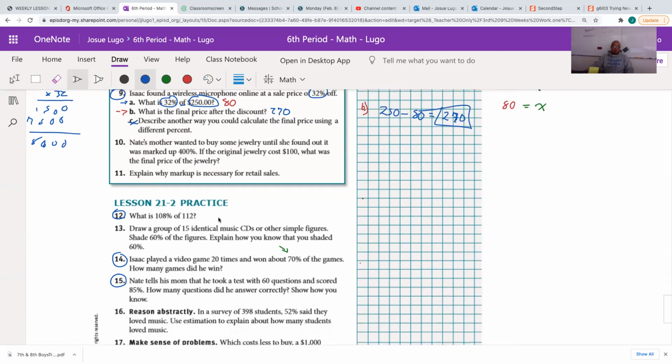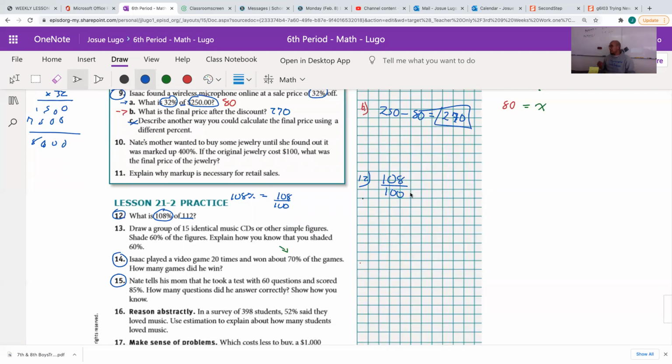Let's look at number 12. Notice how number 12 has something really odd. They're asking, what is 108% of 112? Let's follow the same rules. It's 108%, so it's a percent. And ladies and gentlemen, as soon as we see a percent, we should know to put that over 100. Can we have more than 100% of something? Yes, we can. Anytime we have something more than the whole, it is more than 100%.